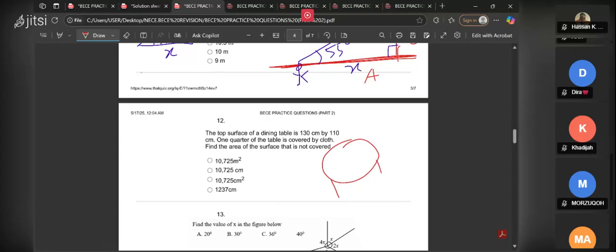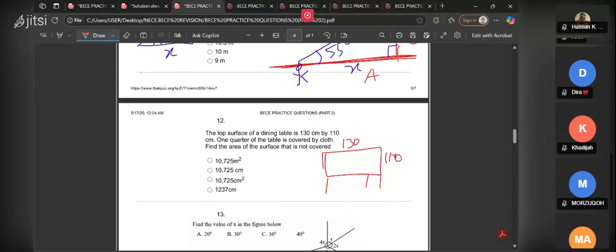We have a table. This table is a rectangular table. Let me draw it so that you can understand it. We have a rectangular table like this. We have the leg here, this another leg, this another leg, this another leg here. Now, the dimension is 130 by 110.